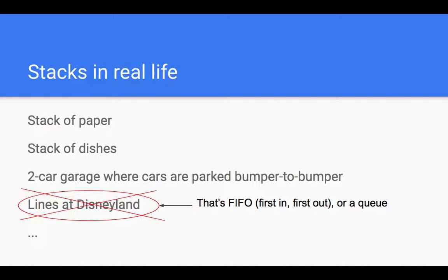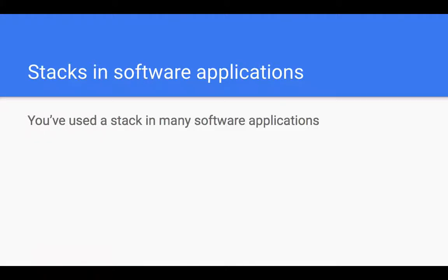Or another way to look at it is, if you're the first one in the morning to wait in the line, you will be the first one to get out of the line and go into the park. So that's actually, a line is an example of a FIFO. Okay, first in, first out, and that is called a queue. That is not a stack.